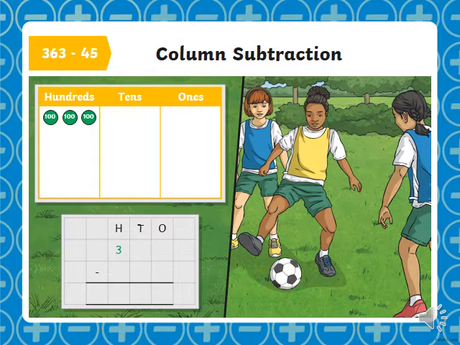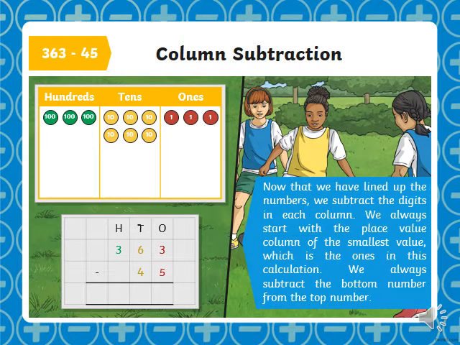Okay, so we've got the equation 363 take away 45. So we've got our 3 ones, our 6 tens and our 3 hundreds, and we're going to take away 45, as we can see from my number sentence down here. We've lined up all the numbers and we need to subtract the digits in each column. We always start with the place value column of the smallest values, that's the ones, and we always subtract the bottom number from the top. No matter what the top number is, we will always subtract the bottom number from it.